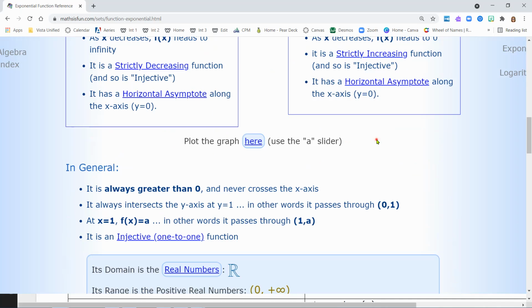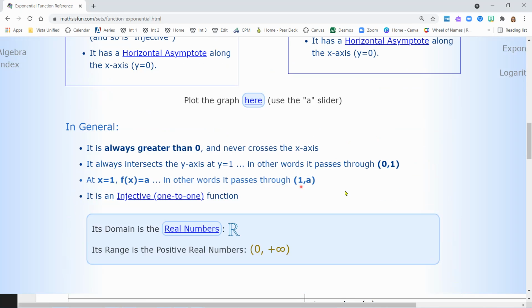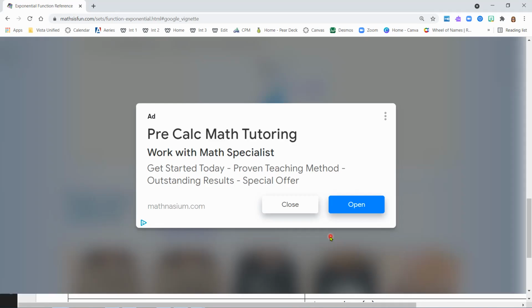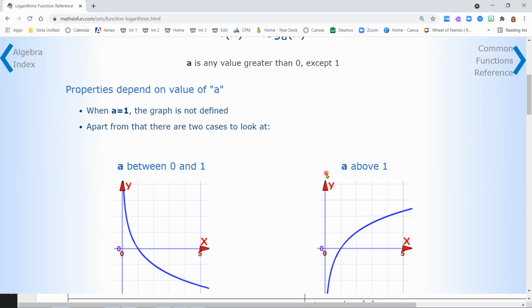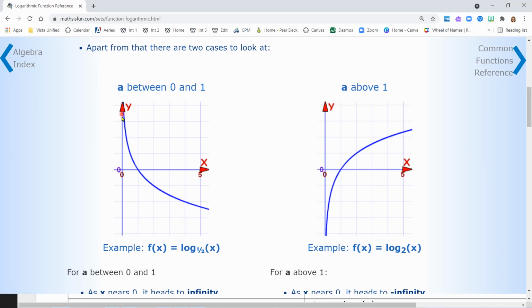And then if I am talking about logarithms, for logarithms, we have that same base a, and again, a is any value greater than 0 except 1. So when we have these two graphs, this one here is getting smaller and smaller. This one is when my base is like a 1/2. And what's happening is my outputs are negative exponents.